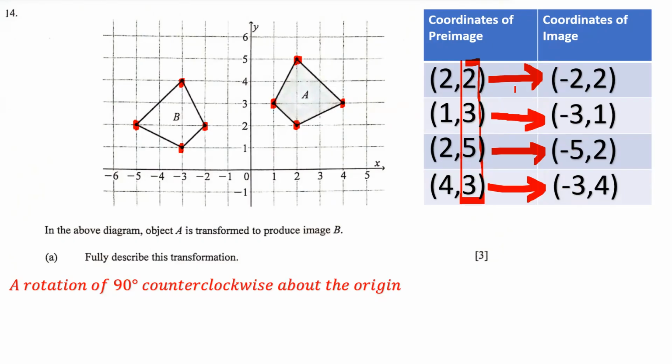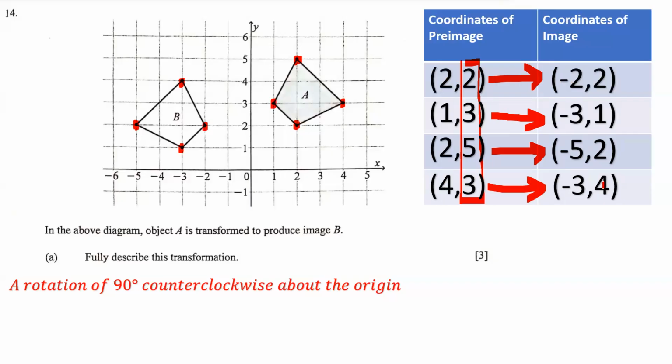So again, what was the trick? All of our x values from our original thing, which is 2, 3, 5, 3, all of those x values became our y values. 2, 3, 5, 3. The only thing is that we negated it, right? So basically all we did was we switched them. All of our x values became our y values. Look, 2, 2, 1, 1, 2, 2, 4, 3. So all of our y values became our x values, only thing we negated them. And then all of our x values became our y values.